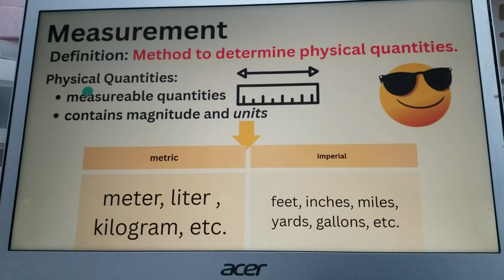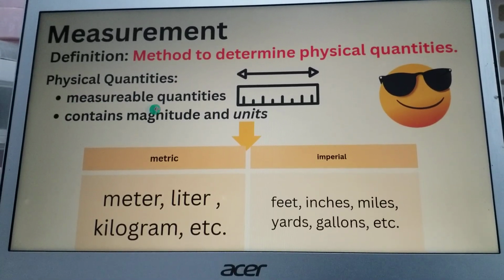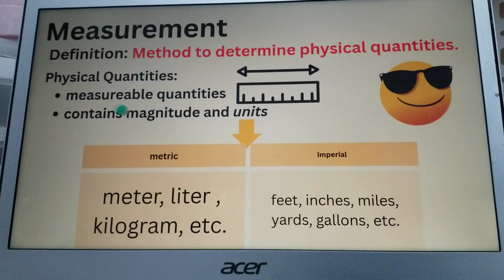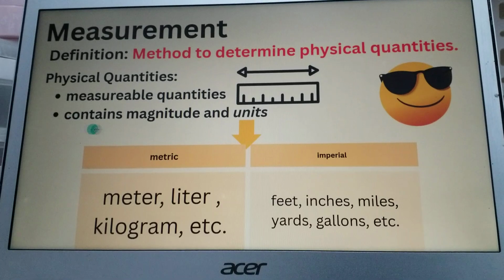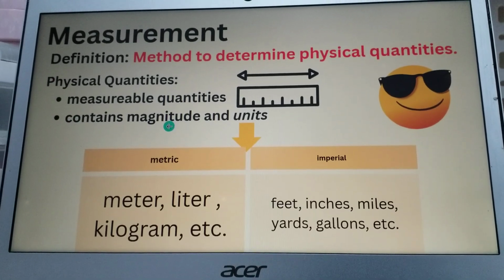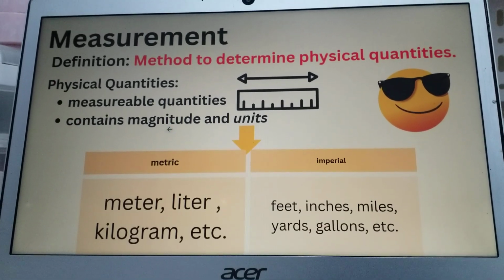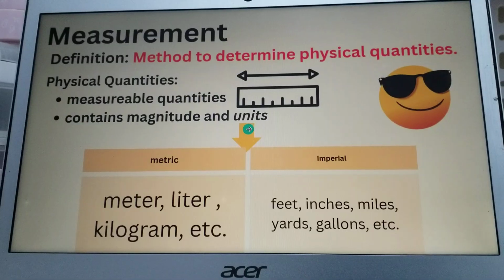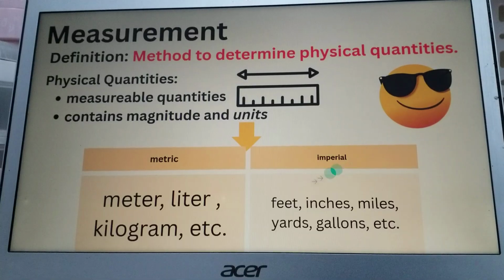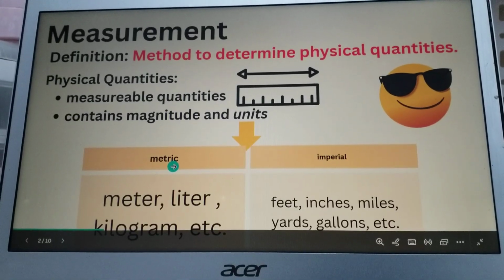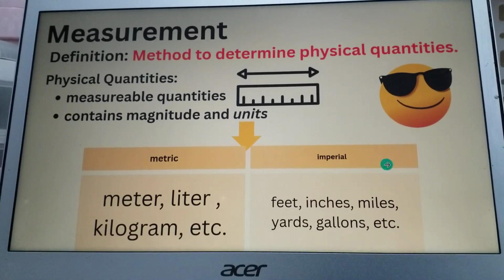Okay, so what are physical quantities? Physical quantities are measurable quantities. Quantities that we can measure, okay? Measurable quantities. And physical quantities contain magnitude, which is the value, and units. Okay, so there are two types of units, which are metric and imperial. In physics, we use metric, not imperial.